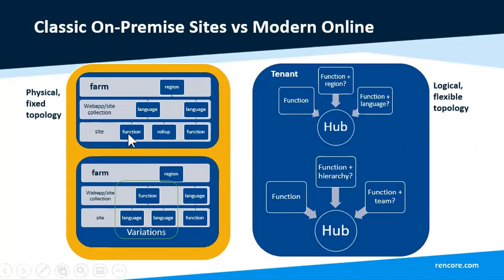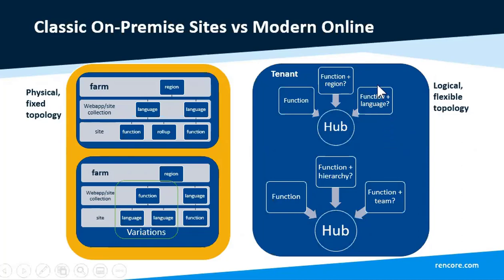But now what we have with modern sites is a completely different sort of topology. It is not a physical topology, it is a logical topology. You can have flat, much less hierarchical organization of your sites. You can organize them any way that you want. It doesn't have to be regional, and in fact, regional isn't forced on you anymore like it was with the multiple farm model.